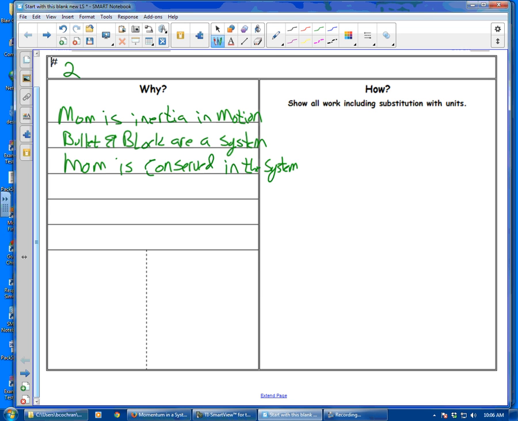How many objects before the interaction in my system? 2, the bullet and the block. How many objects after my interaction? Still 2. You're right, in a lot of the other ones there's only 1, like the one right after this. I believe the bullet stays in the block. This one the bullet goes through the block, so there's 2 before and 2 after. So I'm going to draw that.